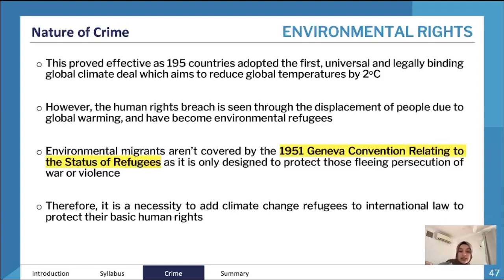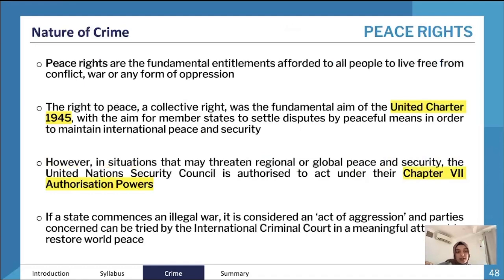Therefore, it is a necessity to add climate change refugees into international law to protect their basic human rights. Peace rights are fundamental entitlements afforded to all people to live free from conflict, war, or any form of oppression. The right to peace is a collective right under the UN Charter. So everybody has a right to live peacefully, right? To settle disputes peacefully, to maintain international peace, to maintain security.